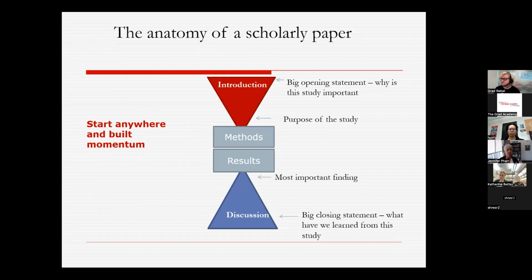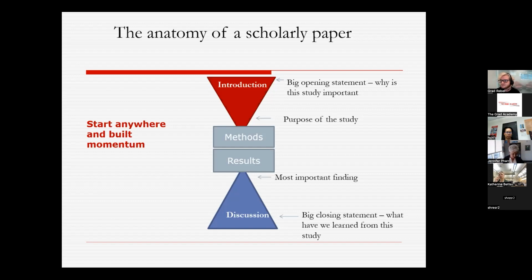A dissertation would be the longest, right? The introduction would be longer, the results section would be longer, the discussion would be longer. A scientific paper would be shorter. Most journals in the scientific area have a word limit of anywhere from 1,500 to 5,000 words. Okay, your dissertation might be 150, 200 pages, right? So it's going to be much longer, but it's the same general anatomy.